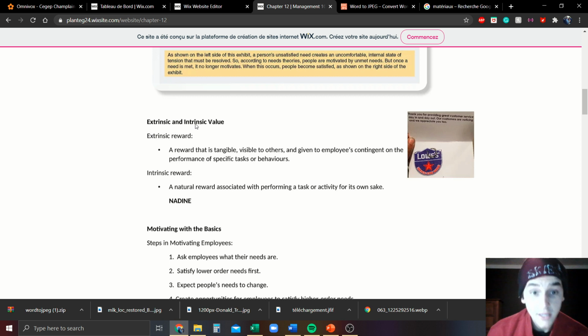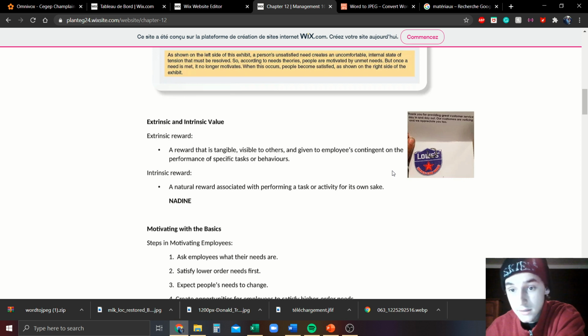You can use extrinsic and intrinsic value. Extrinsic rewards are rewards that are tangible, visible to others, and given to employees contingent on the performance of specific tasks or behaviors. So here's just an example. It is a Loblaws star given to someone who served their client very well. The client, and a lot of clients, just said that this person was very great at his job. So he receives a tangible reward such as a star.